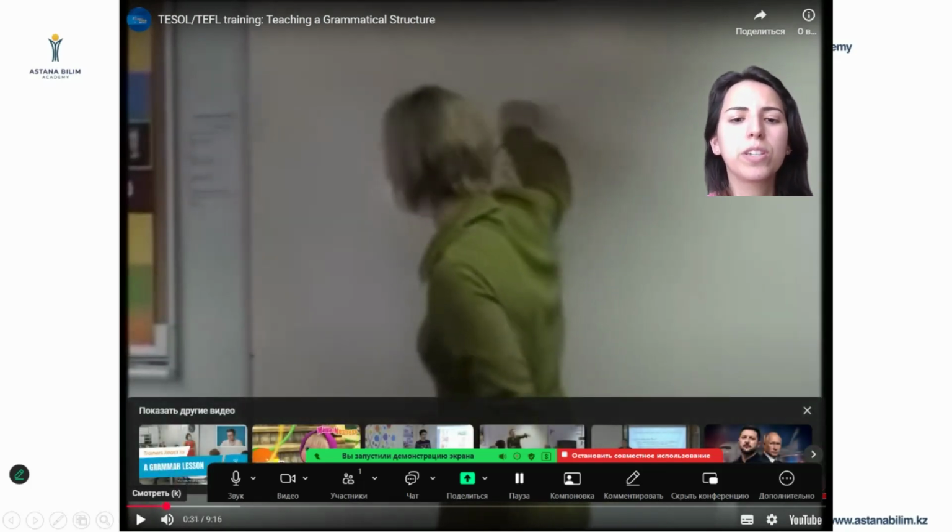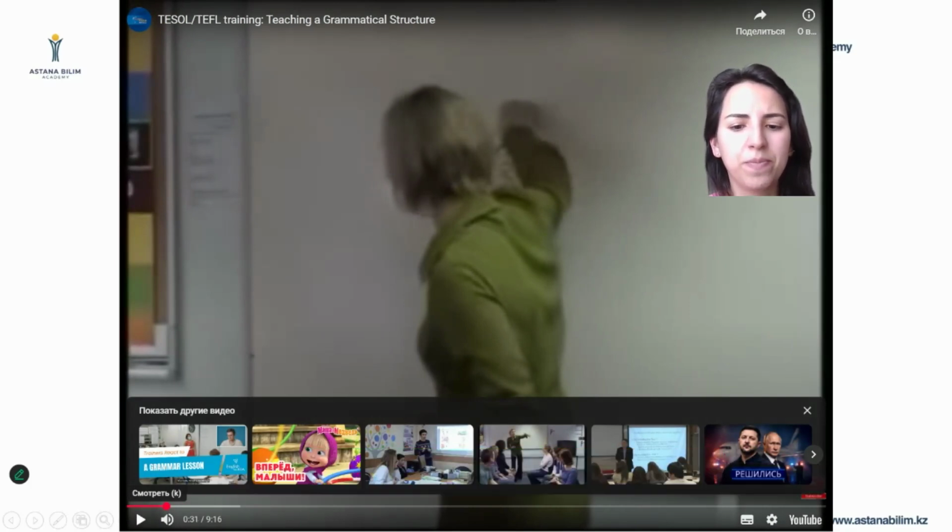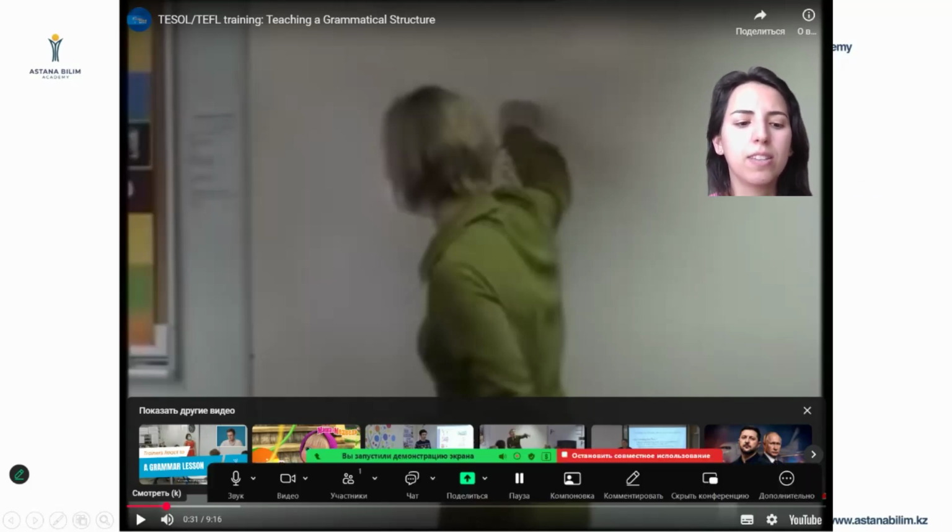What is the teacher doing here? Yes, she is using a hook. Yes, a picture. She is setting the context. So she is eliciting ideas about the person in the picture.